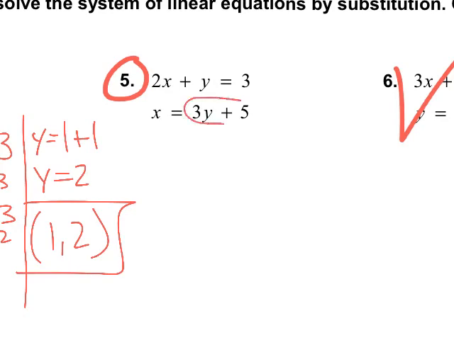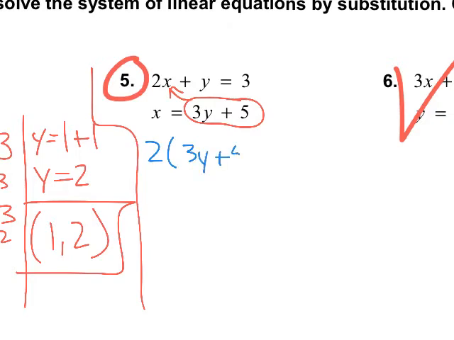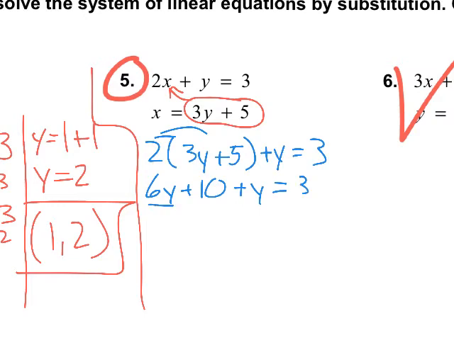So this time we have x equals this stuff, so that's going in for x. So I have 2 times 3y plus 5, plus y equals 3. I literally just copy the same function, just replacing x with what I know x equals. So now I'm just solving. Distribute in, I have 6y plus 10, bring down my plus y, bring down my equals 3. Combine like terms on the same side, so that's 7y plus 10 equals 3.